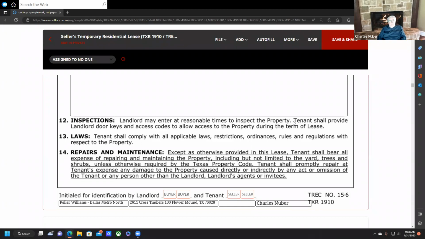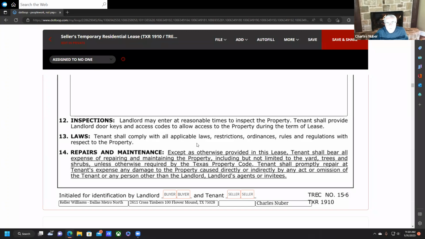Tenants shall provide landlord door keys and access codes to allow access to the property during the term of the lease. Now, if you have somebody that's a buyer and they have their key, I highly recommend that you don't go find somebody in the shower, or you don't find them because they're a day sleeper and they have a gun by their bedside that they're going to pull out because they're scared to death because the owner just walked in. Make sure you get permission, make those arrangements.